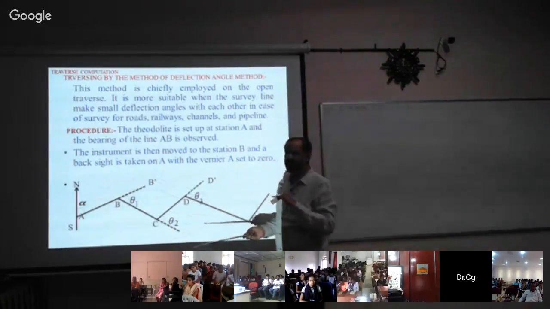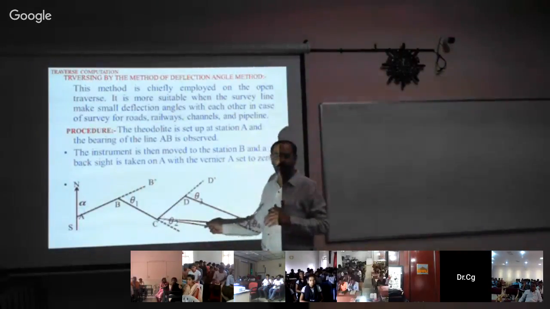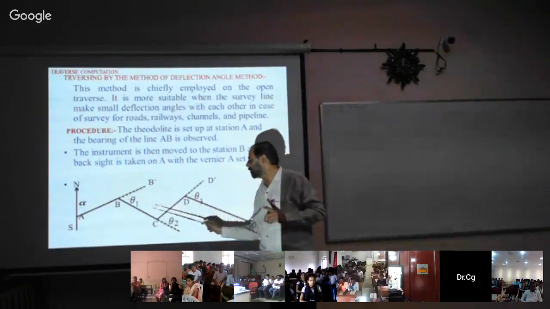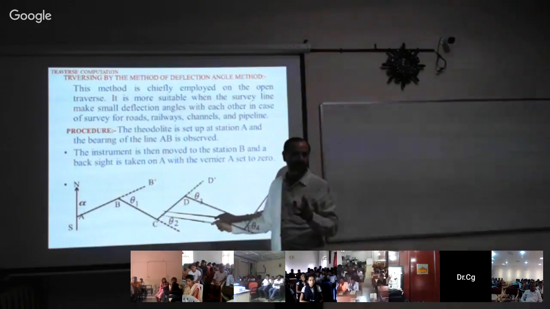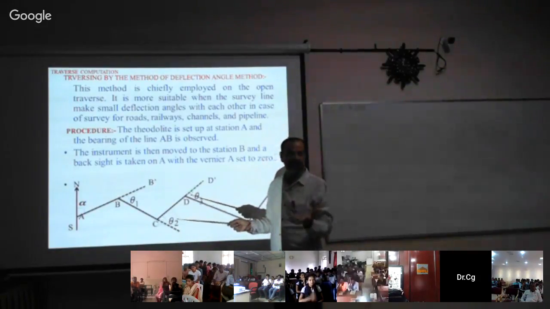Similarly, shift the instrument to the next station, with back sight and foresight on point C. So shift the instrument to the point C, then repeat the procedure: shift the instrument to station C and perform all temporary adjustments.